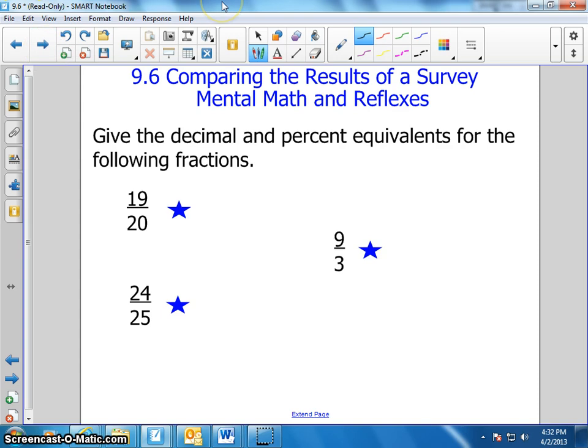Alright. Here we start to get a little more challenging with our fractions, so go ahead and pause the video again and see if you can attempt this on your own. Alright, how do you think you did?